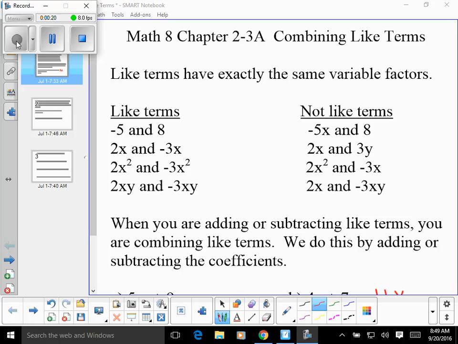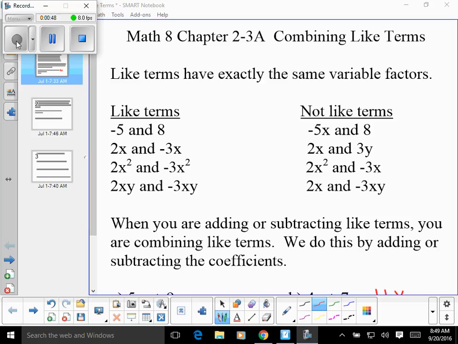If you look in the left-hand column, you'll note that they point out what are considered like terms. -5 and 8. Now, those are just integers. In math, we actually call them constants. But you'll notice that if it's a plain x, those are like terms. However, if they're x squared, those are different and like terms. And xy, which is a product, is also considered a like term.